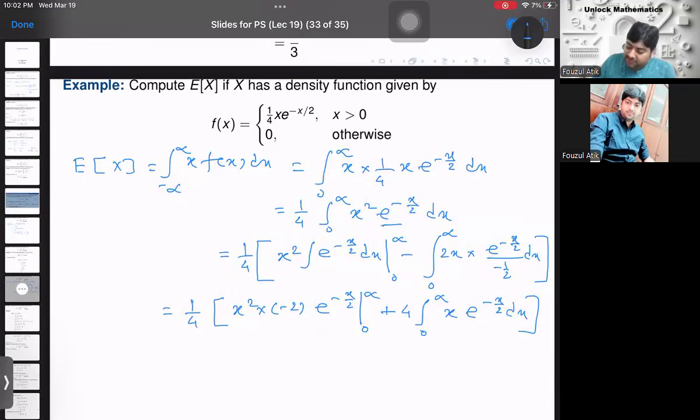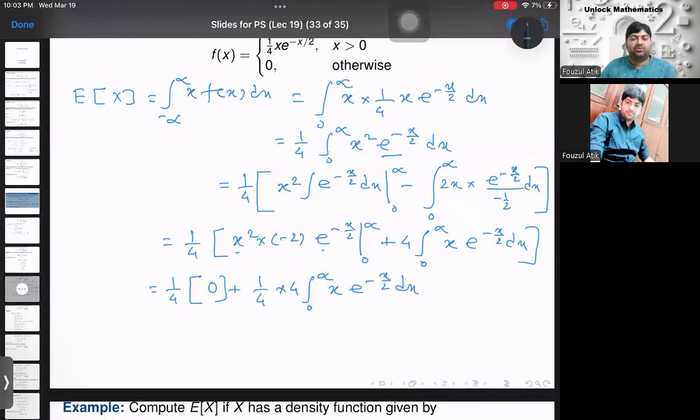Easy. Now if you put the limit x equal to infinity, then e to the power minus x by 2 will give you 0, and then x square will give you 0. So the first part of this integration is actually 0 once we put the limit, right? So plus I have 4 into this quantity, so plus 1 by 4 into 4 into the integral from 0 to infinity of x e to the power minus x by 2 dx.